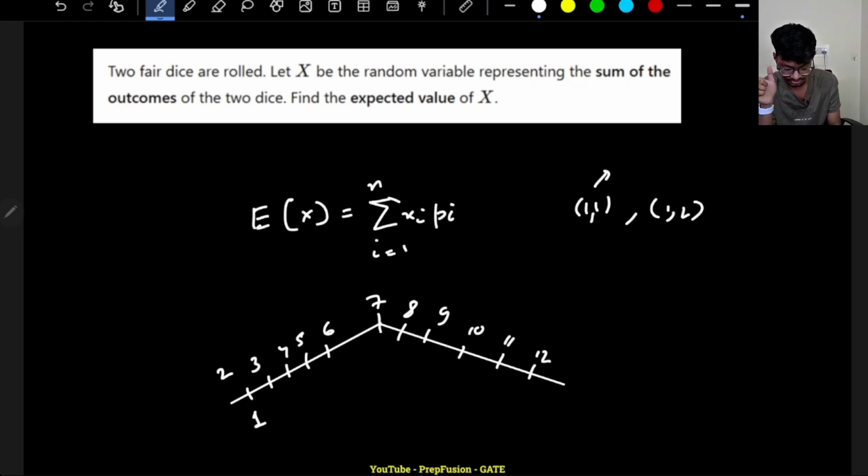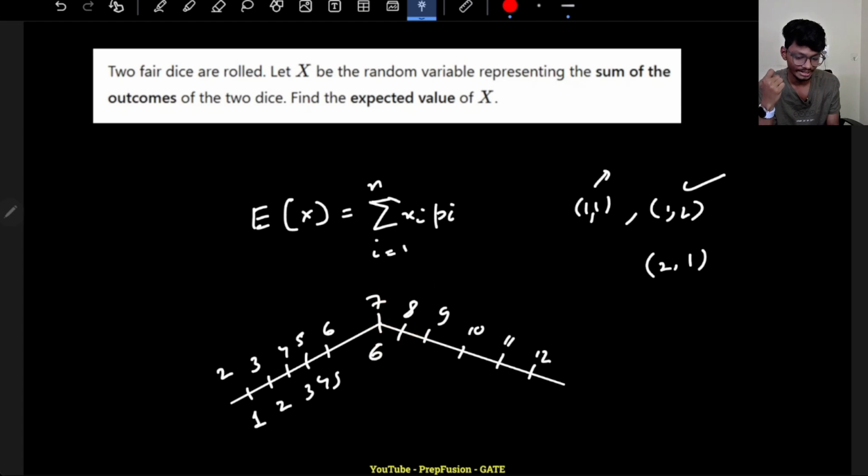How many times can you get this 3? Actually twice. This is one case, another case is this one. And it will keep on increasing like this: 1, 2, 3, 4, 5, and then it will keep on reducing. So you can get 7 six times, and then it will not increase again.